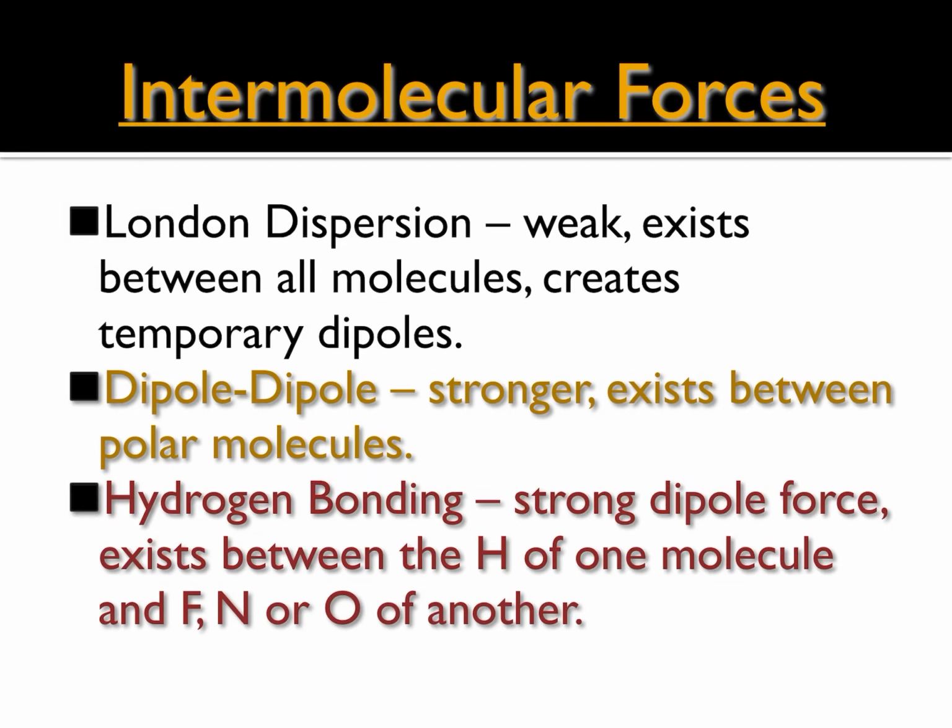Dipole-dipole is when you have a molecule that has a permanent polarity to it, and the positive end of one polar molecule will attract the negative end of another polar molecule, and this is a stronger interaction. These interactions tend to be about 10 to 20 kilojoules per mole.